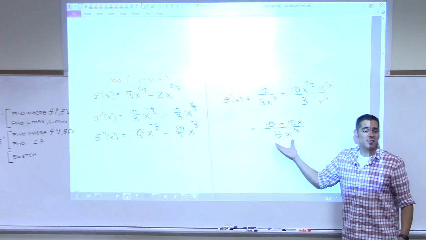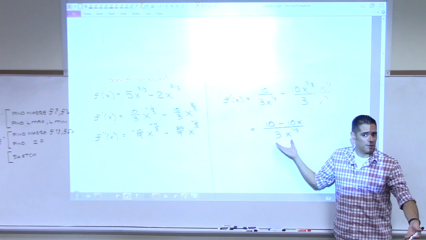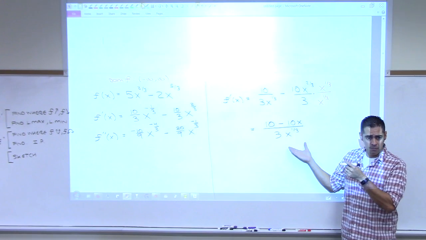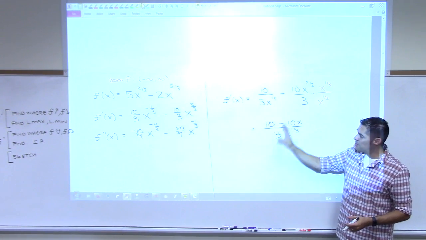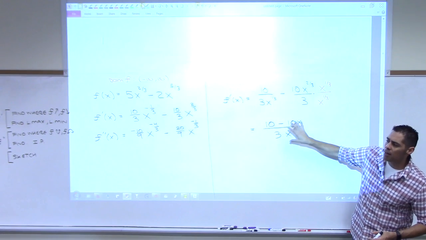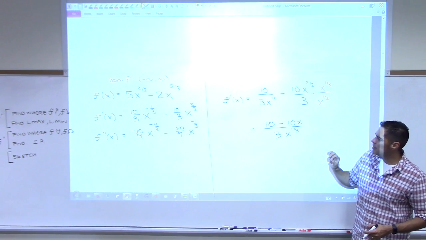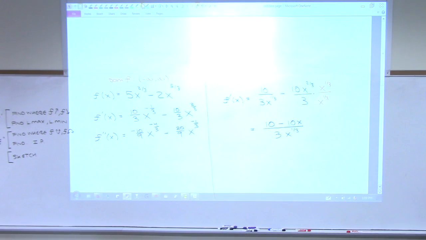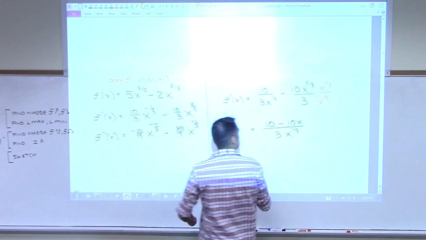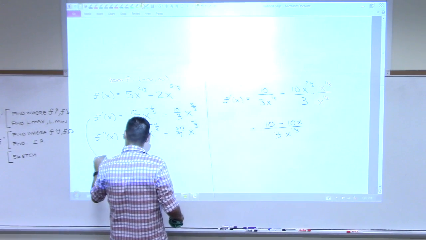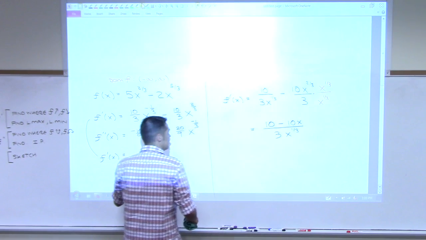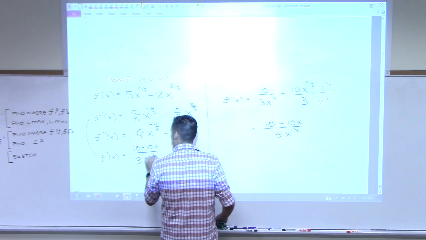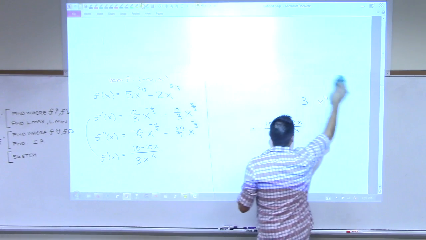If I have to figure out where this is undefined, which I do, is it pretty clear to you where this thing is undefined? If x is what? 0, right? Because I get division by 0. So I hope it's obvious that cleaning it up a little bit makes it easier on the eyes, don't you think? All right, let's go ahead and work with this. We'll do the second derivative in a minute. I'll just rewrite that over here. First derivative is 10 minus 10x over 3x to the 1/3. And now I'm ready to get my critical numbers.